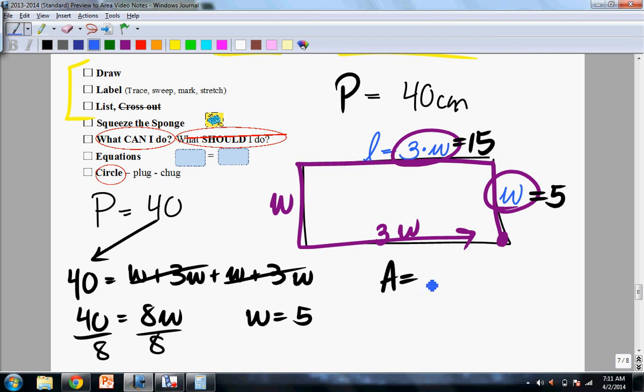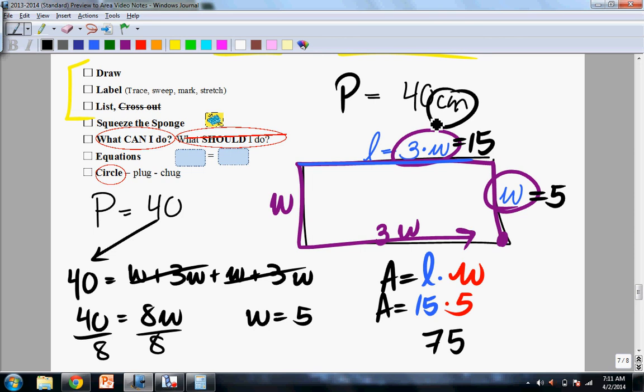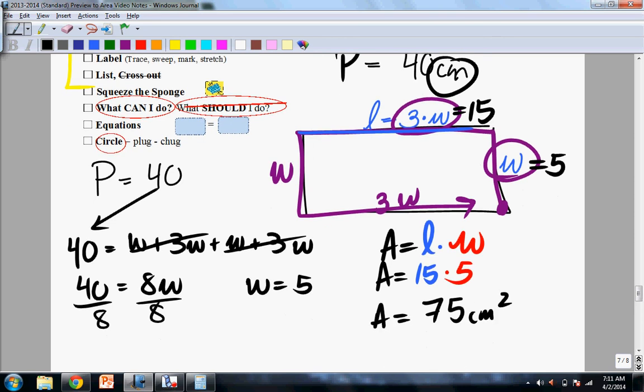We want to find area, which is length times the width. And our length here is 15 times our width, which is 5. 5 times 15 is 75. We check for units, centimeters squared.